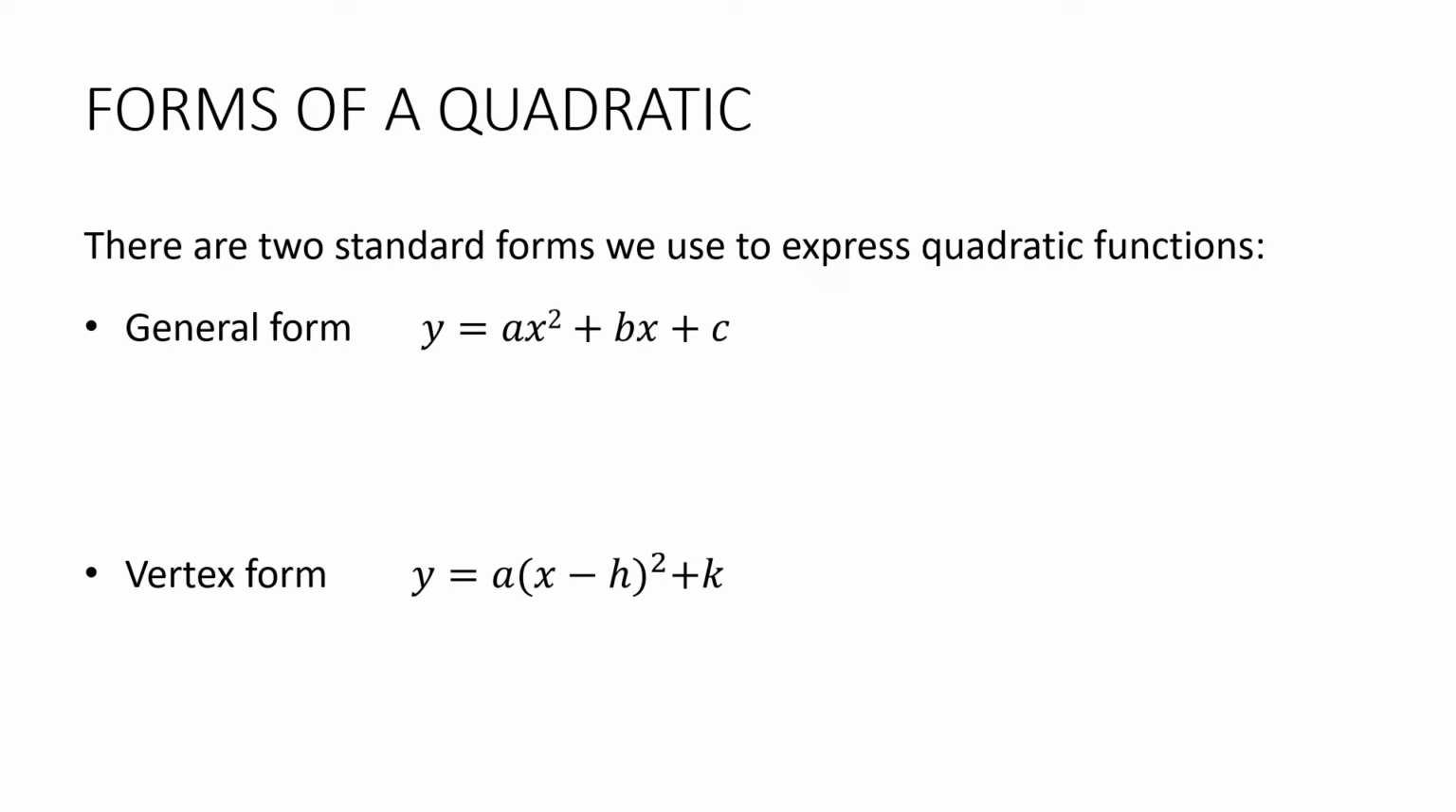Now there are two standard forms that we use to express quadratic functions, and they have different advantages and disadvantages. So firstly, there's general form. We've been using that quite a bit, and it is useful if we want to find the y-intercept, which is going to be the constant term. So the y-intercept is 0, c.